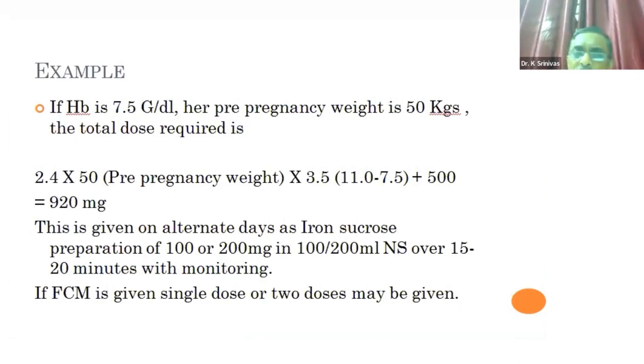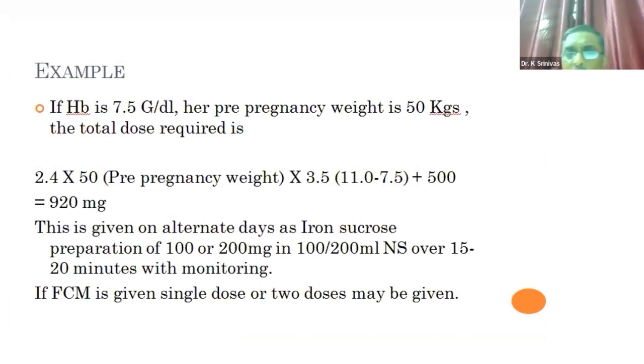So whenever you get this kind of number, whatever is the number, let it be 600, 800, 1200, we are not usually giving all the iron in a single shot. Usually 100 or 200 milligram ampules that are available will be diluted in 100 or 200 ml of normal saline and given intravenously directly within 15 to 20 minutes.